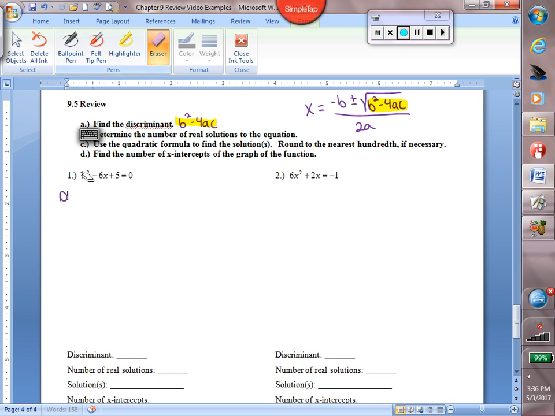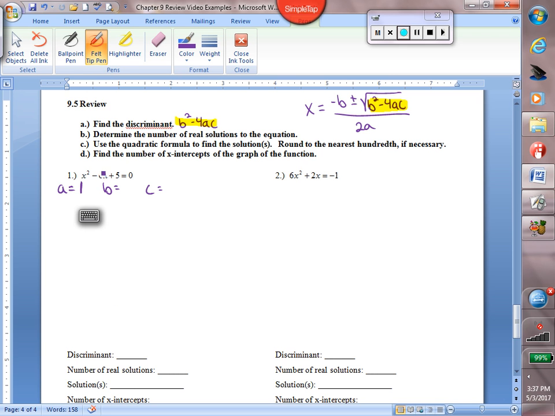Actually, before we do that, let's go ahead and pick out our a, our b, and our c. A, remember, is the coefficient of the squared term, in other words, the number in front of x squared. Remember, we need the number. In this case, our a value is 1. We cannot put x squared into the quadratic formula, or put an x in there. Things will get really messy really fast.